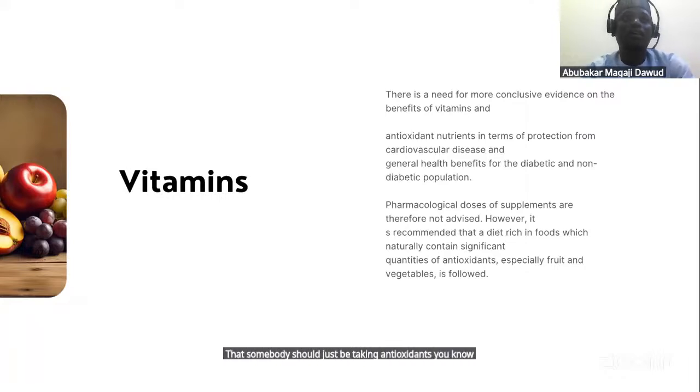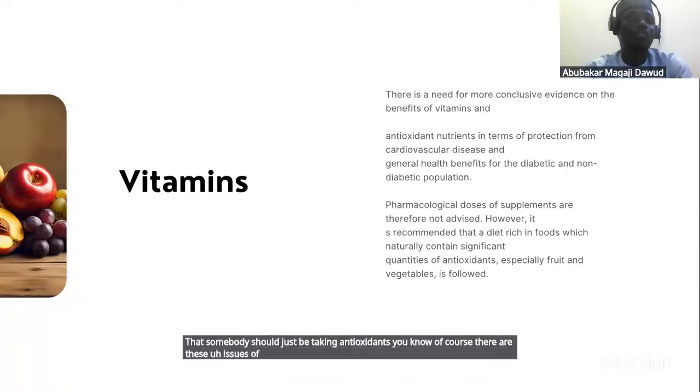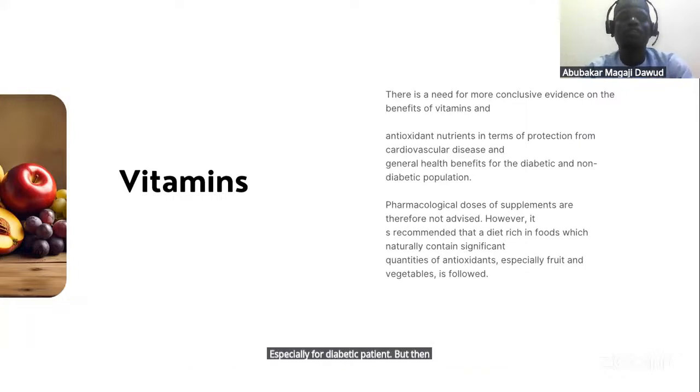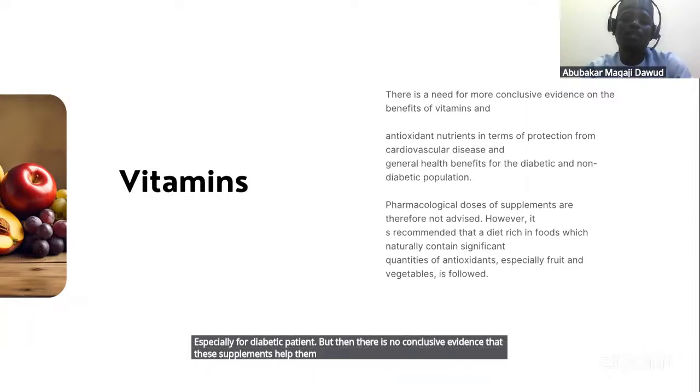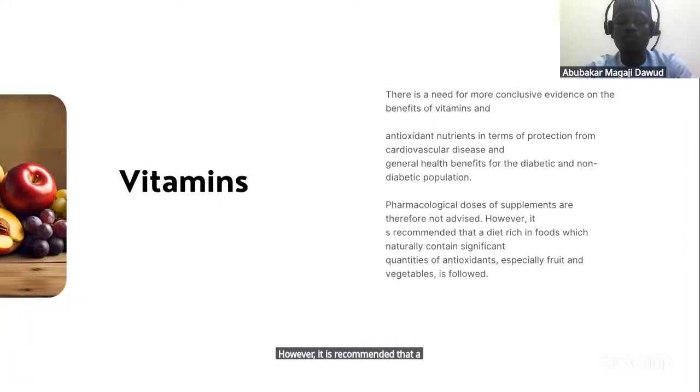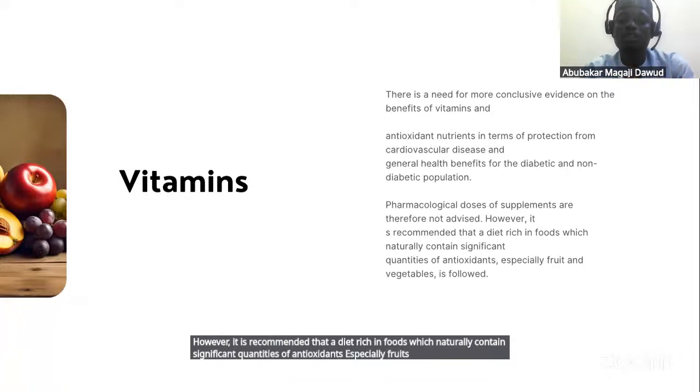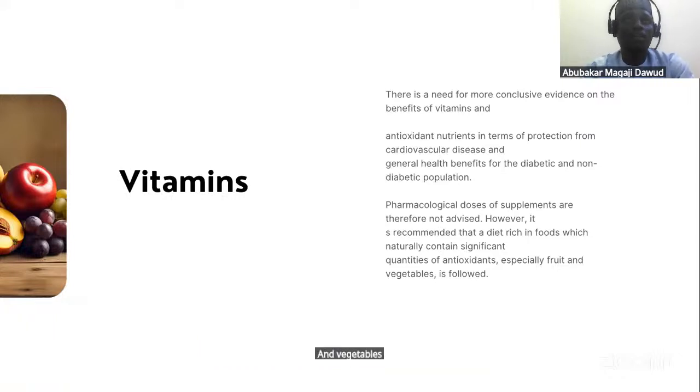You know, of course, there are these issues of concern with oxidation reaction in the body, especially for diabetic patients. But then there is no conclusive evidence that these supplements help them. There is no evidence that taking this supplement will help their condition. So pharmacological doses of supplements are therefore not advised. However, it is recommended that a diet rich in foods which naturally contain significant quantities of antioxidants, especially fruits and vegetables, is followed. Sorry, I didn't include a slide about fruits and vegetables. But let me just say here that the safest fruits for diabetic patients are apple and grapes.